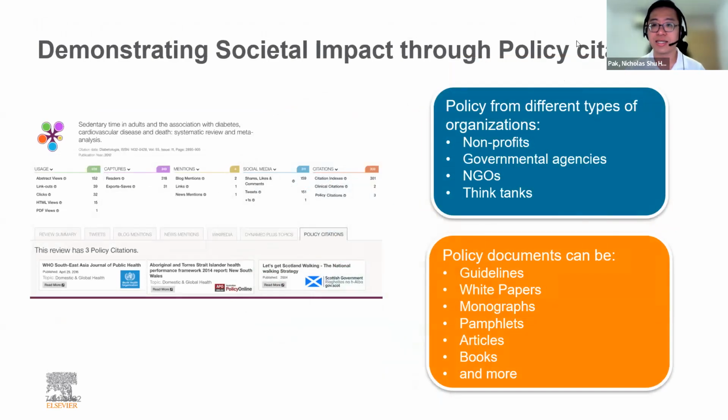When we look at, say, policy citations, it's also useful because now you're able to see policies from different types of organizations like nonprofit organizations or government agencies or NGOs or think tanks, right? And documents could be from guidelines, white papers, monographs, pamphlets, articles, books, etc.